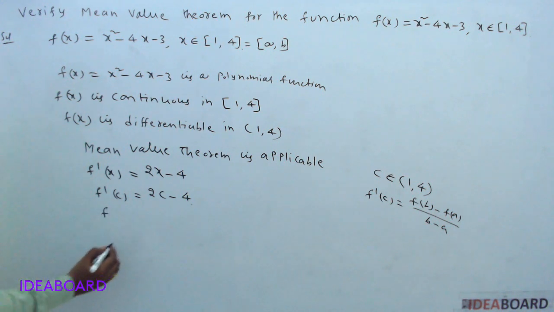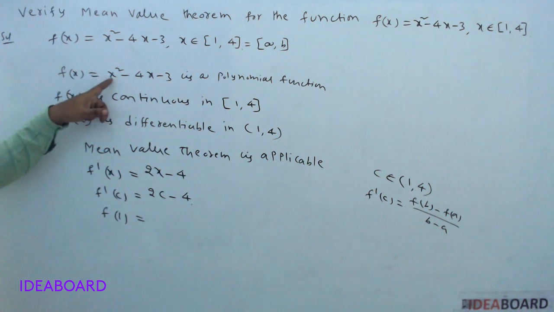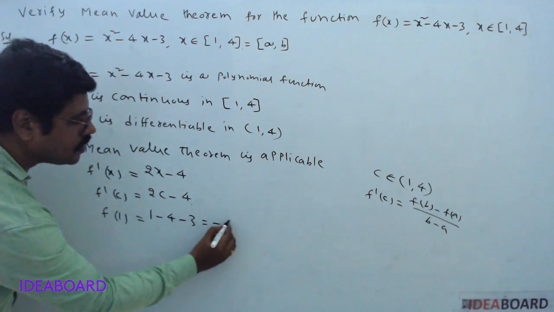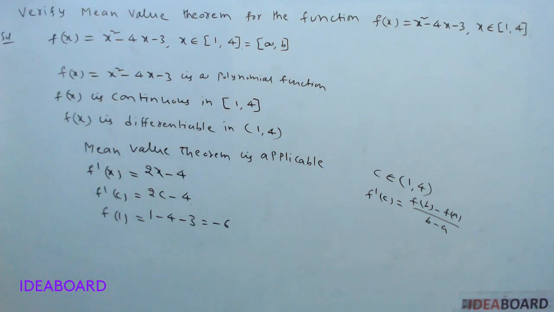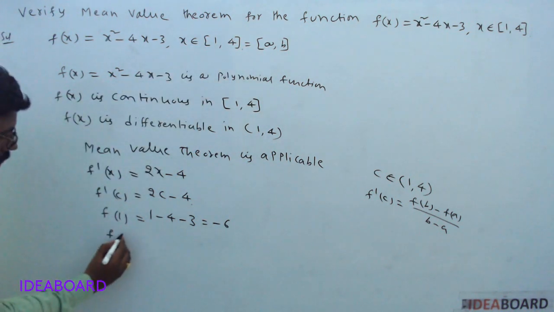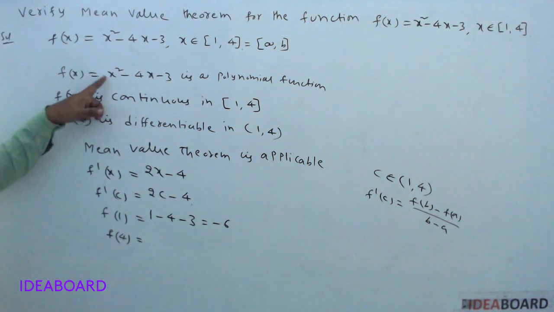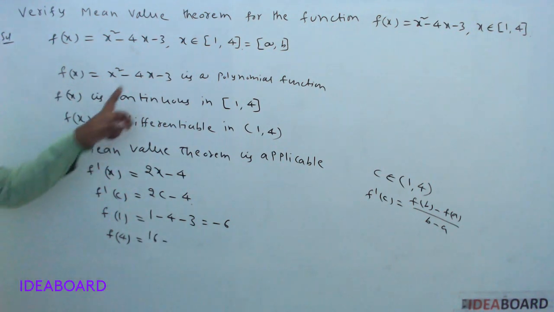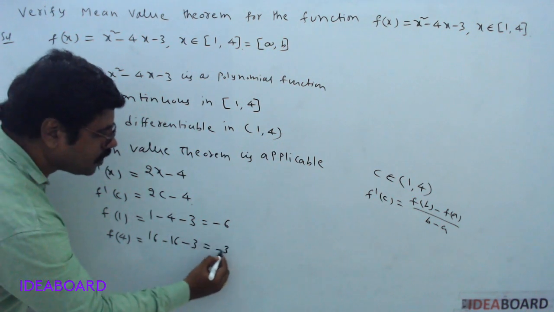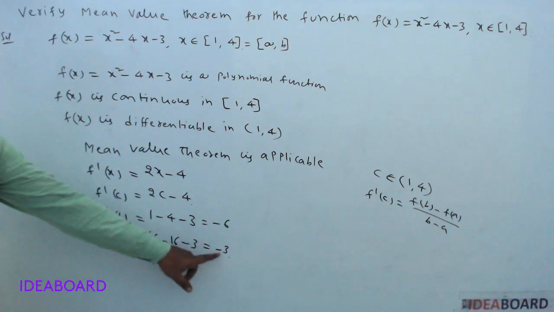Now calculate f of a, that is f of 1. In this function f of x, substituting x equals 1, that is 1 minus 4 minus 3. It should be minus 6. Then f of b. What is the b value? 4. So f of 4 equals, substituting x equals 4, this is 4 square, 16, 4 into 4 16, minus 3. It should be minus 3. So f of 1 value is minus 6, f of 4 value is minus 3.